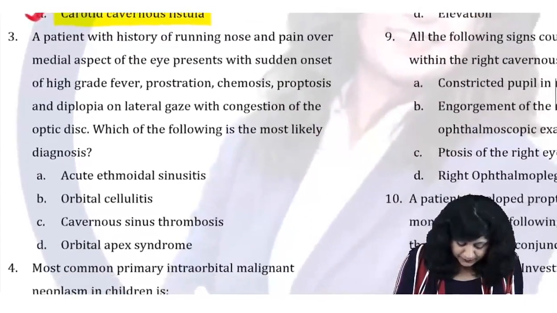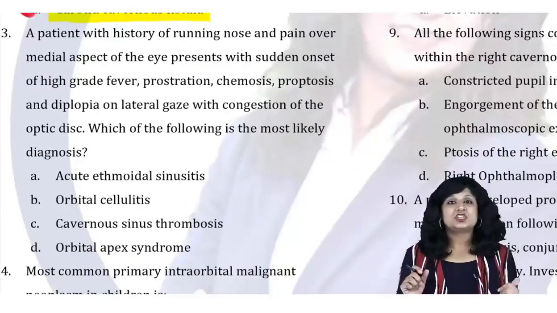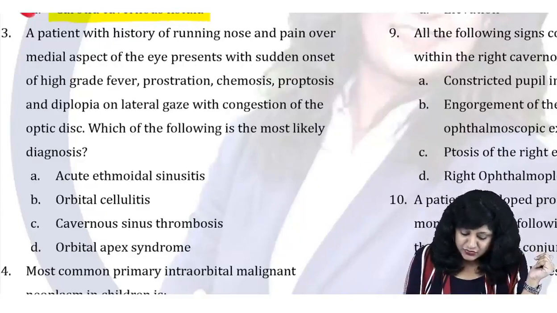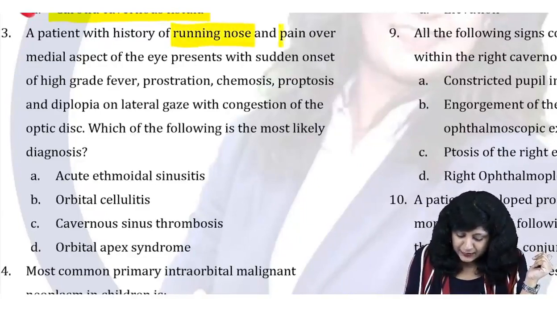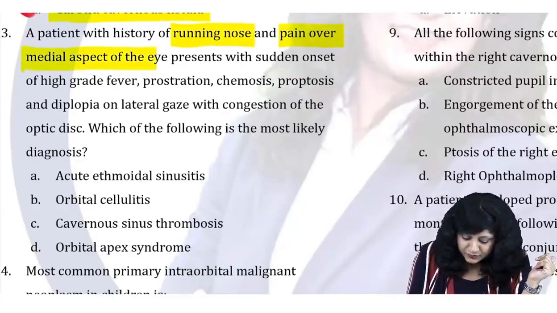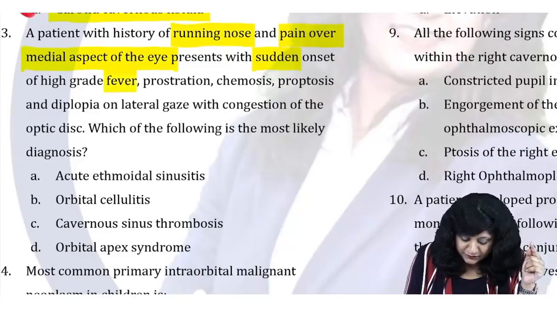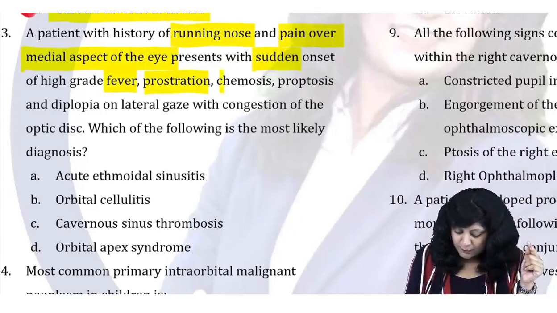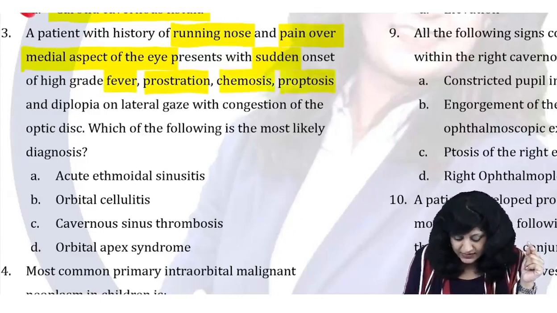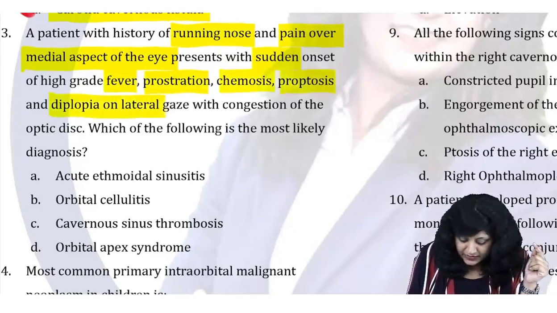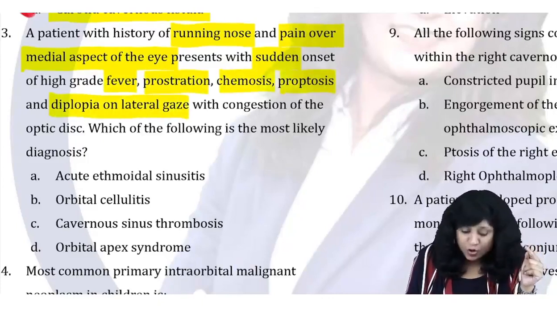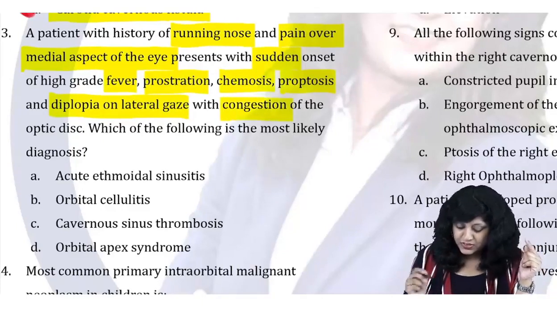Question number 3. Here we have a patient who is having a history of runny nose and pain over the medial aspect of the eye, with the sudden onset of fever, prostration, chemosis, proptosis and diplopia on lateral gaze, along with congestion of the optic disc.